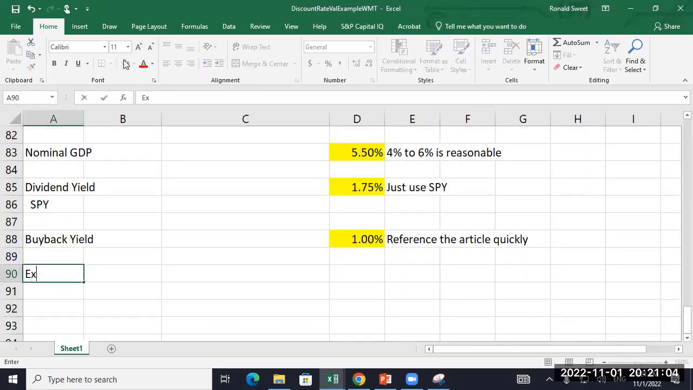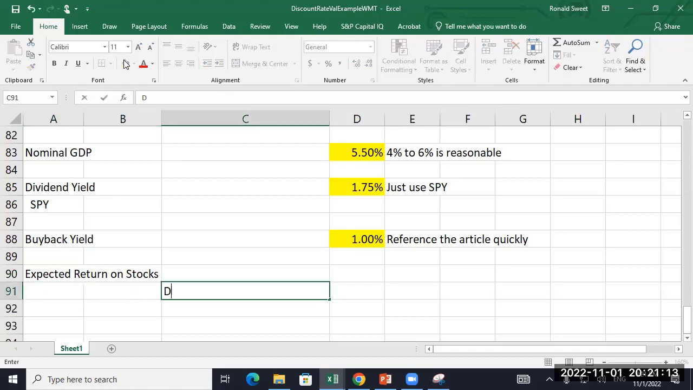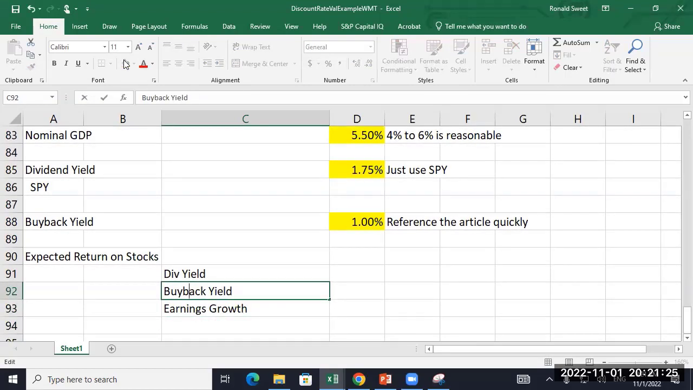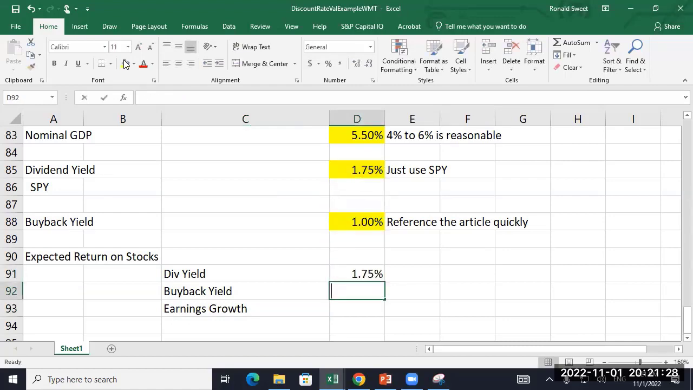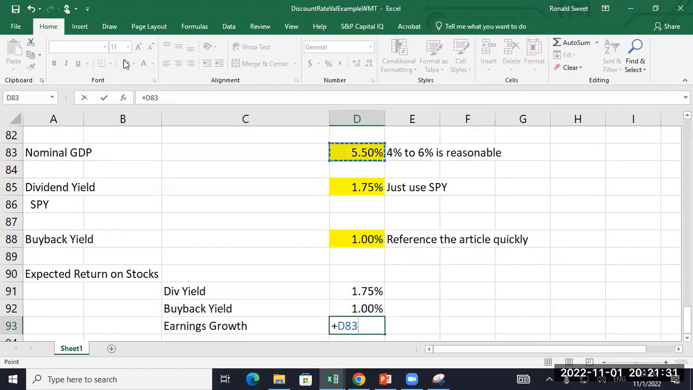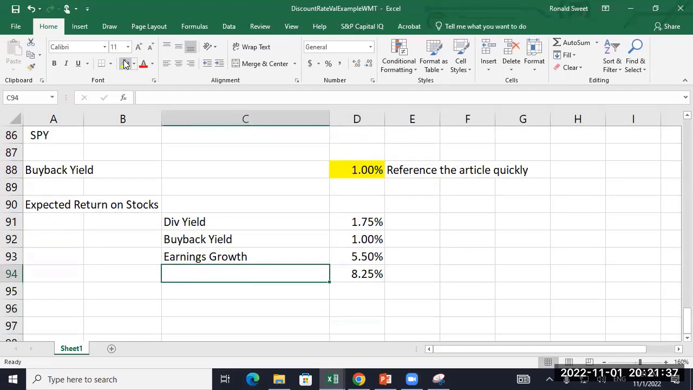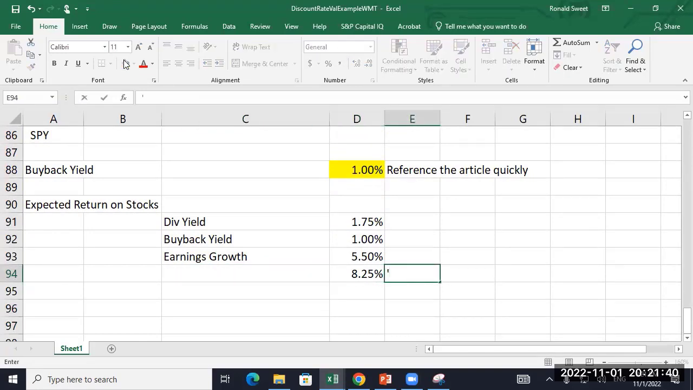And so then you get an expected return on stocks. Dividend yield, buyback yield, means growth. I think 6.5% to 9% is a reasonable range.